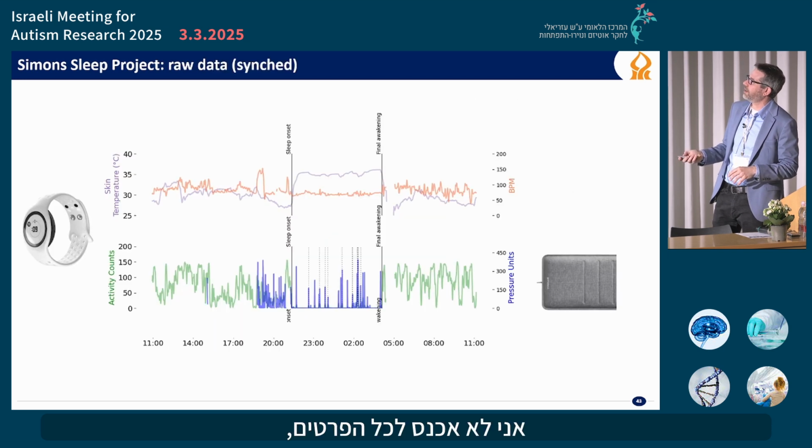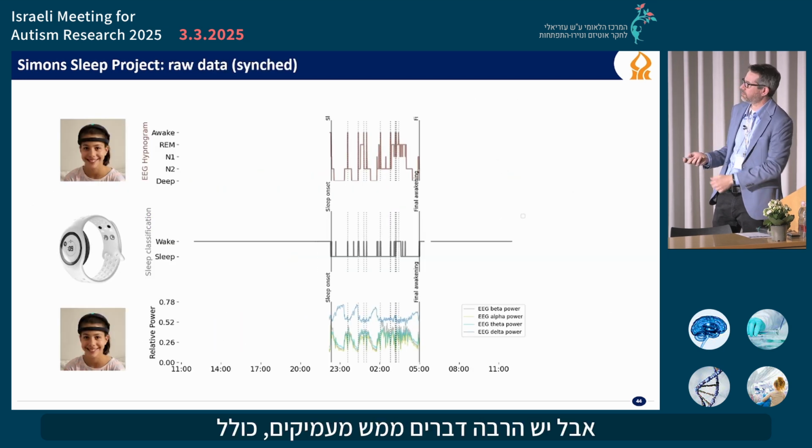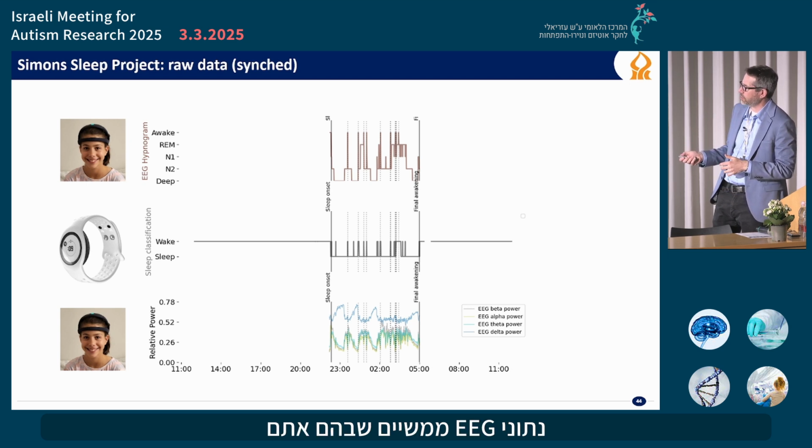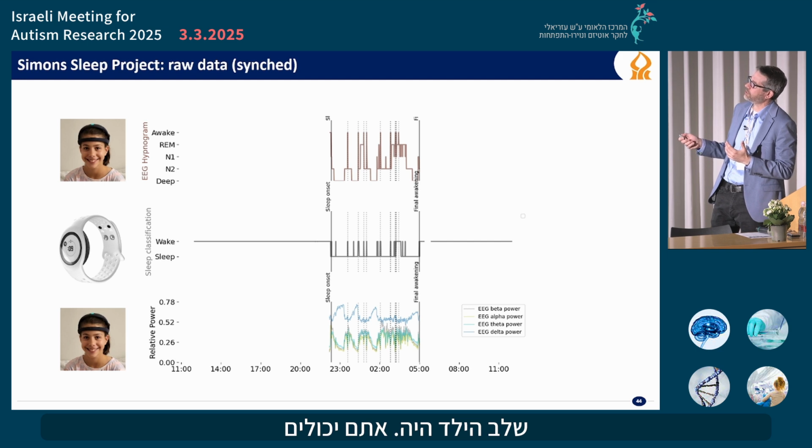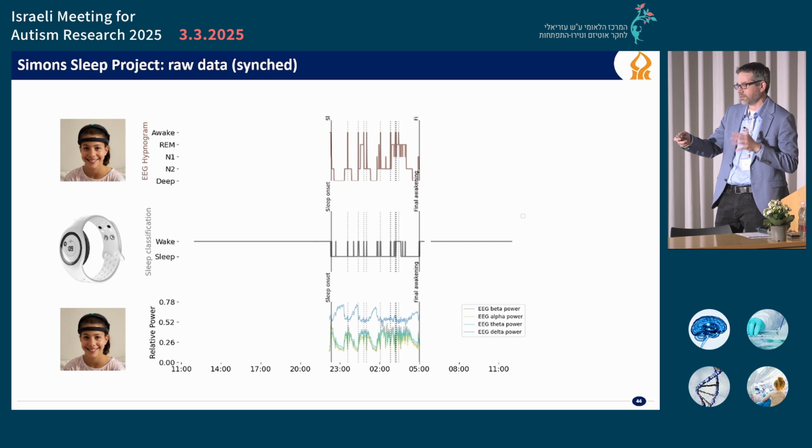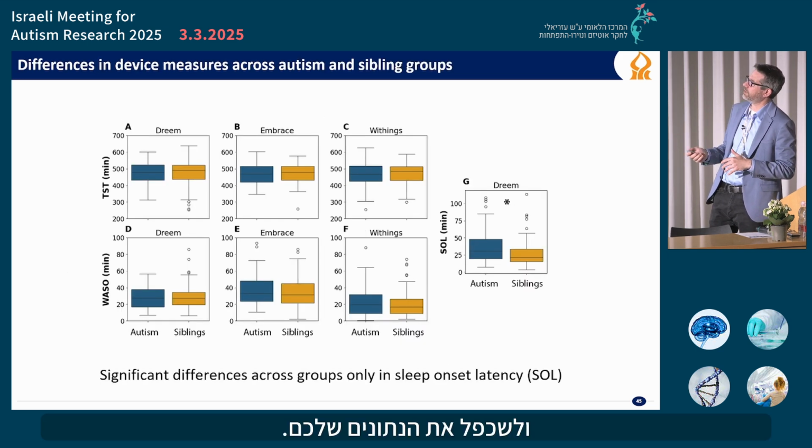Won't go into all the details, but there's a lot of really deep data, including actual EEG data where you can look at sleep cycles. That's what you're seeing here in these humps. And you can look at sleep architecture and what stage the child was in. You can do this over multiple nights and replicate your data.